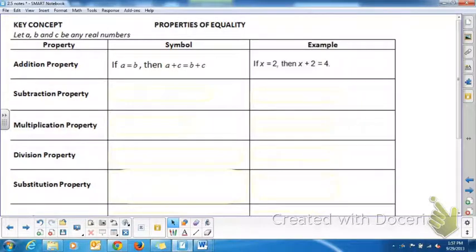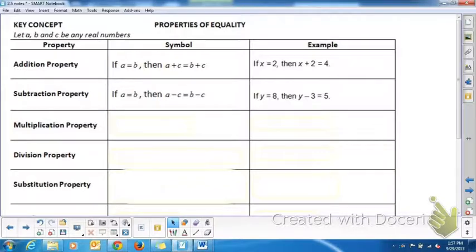An example would be this. If x is equal to 2, then x plus 2 is equal to 4. We added 2 to both sides of this equation. Subtraction property. That's when you subtract the same number from both sides of an equation. So if A is equal to B, then A minus C is equal to B minus C. An example of this would be, if y is equal to 8, then y minus 3 is equal to 5. We subtracted 3 from both sides of the equation.